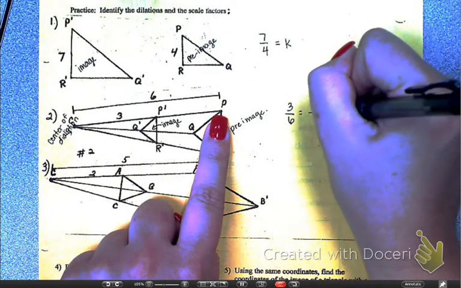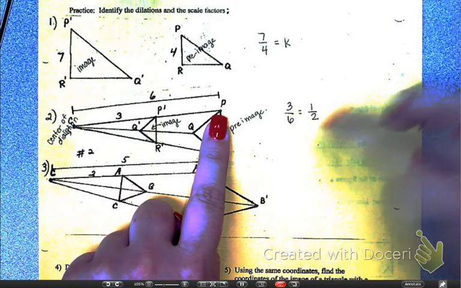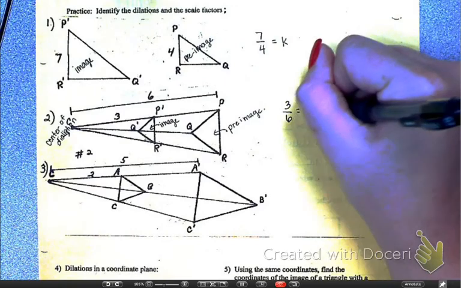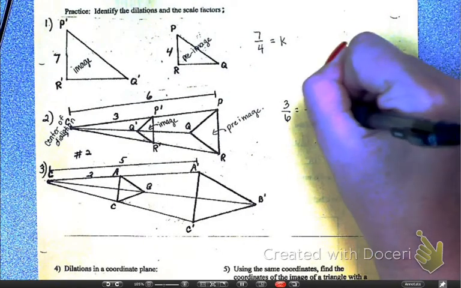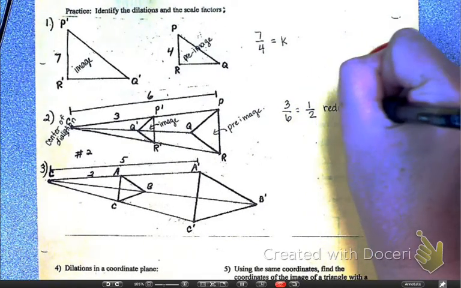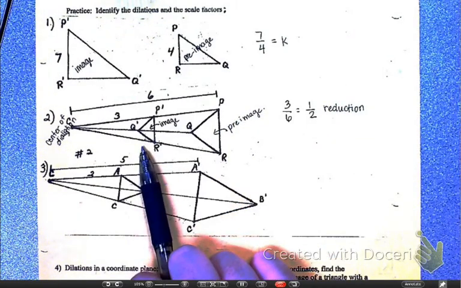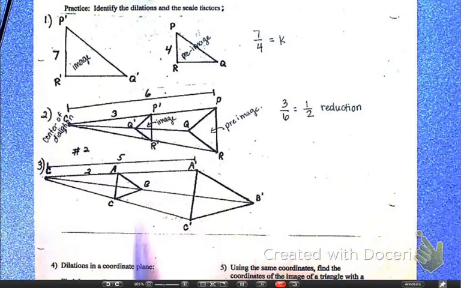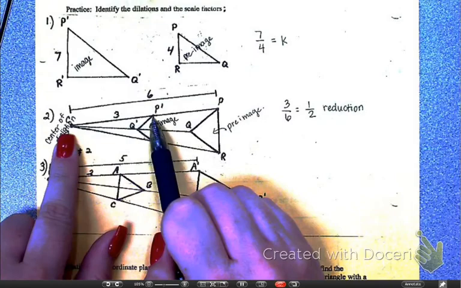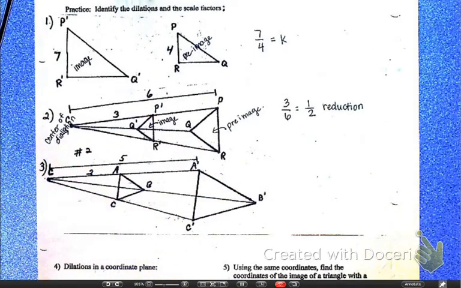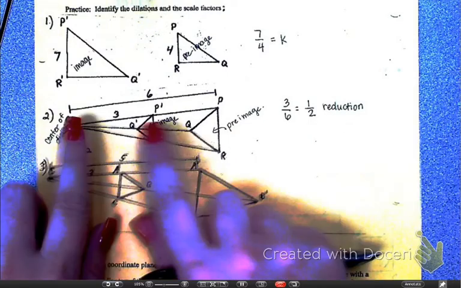This gives me 1/2. So based on that number alone, reduction or enlargement? Reduction, right? Because it's between 0 and 1, so this should be a reduction. Do I go from a large triangle to a smaller triangle? Yeah. Okay, so you can use the center of dilation to also give you the scale factor. So you're either comparing the exact same side lengths or you're comparing the same distance from the center of dilation to the given point.